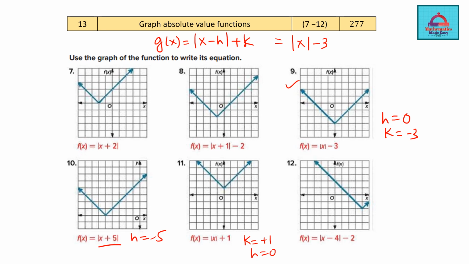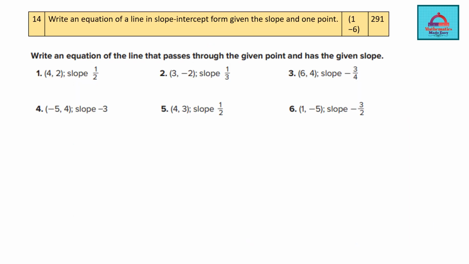Here it is 4 units to the right and 2 units down. So 4 units right means h is 4, k is minus 2 because it is going down. So put that in this equation. So what you get? Absolute value of x minus 4, minus 2. So this is how you write the equation using the graph.